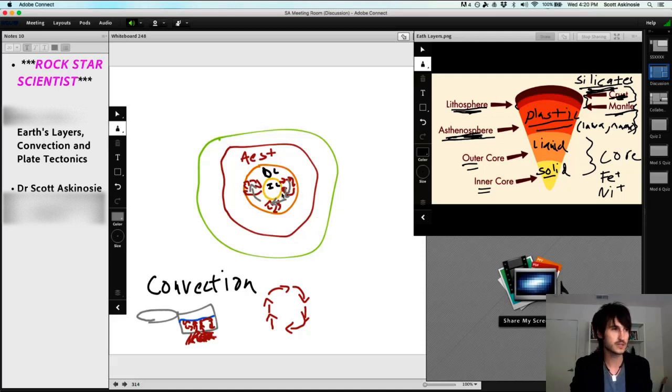And what this flow does is it causes the inner core here, this solid portion within the liquid portion, to spin. So the inner core is actually spinning in here. Now remember, the inner core is made of iron and nickel, which generally exist with a charge.